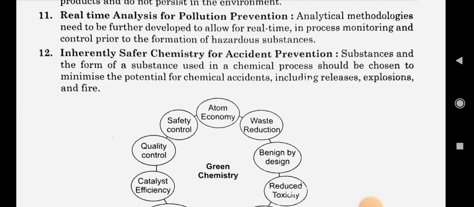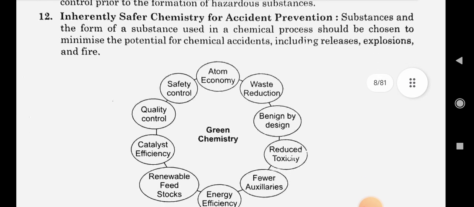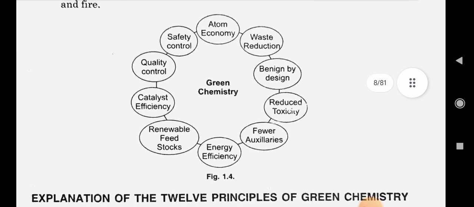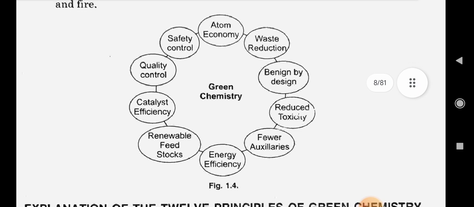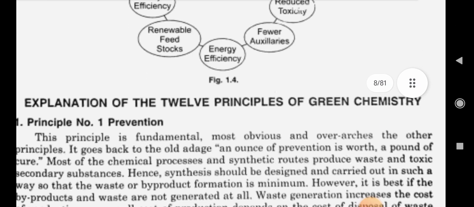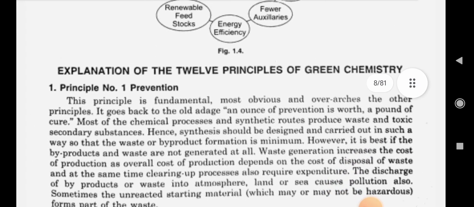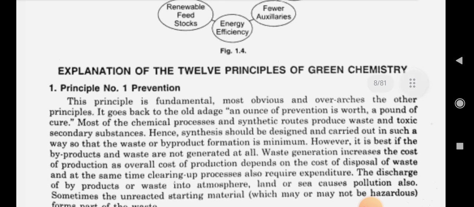Number 12, Inherently safer chemistry for accident prevention. Substances and the form of the substance used in chemical processes should be chosen to minimize the potential for chemical accidents, including releases, explosions, and fires. Here green chemistry is shown by this structure.